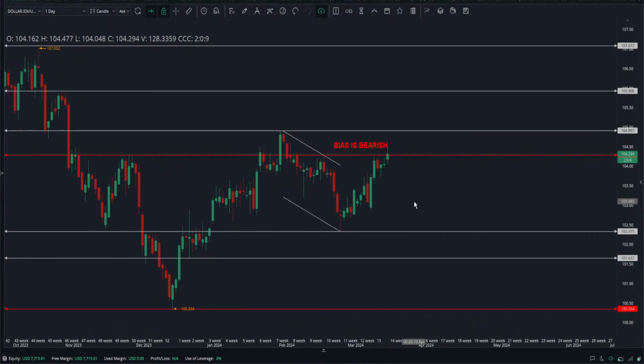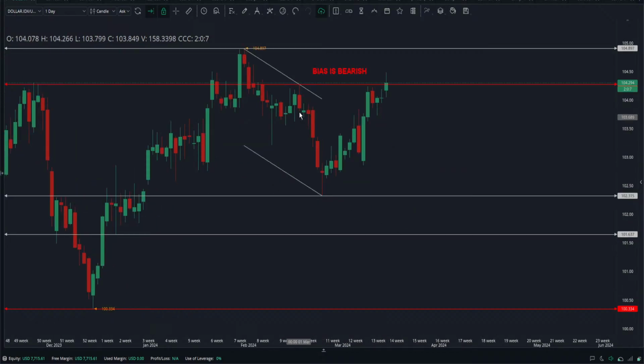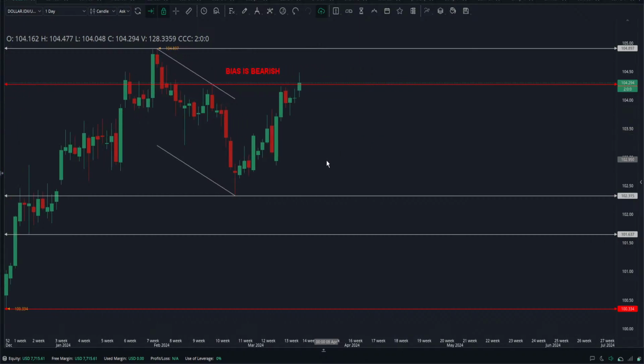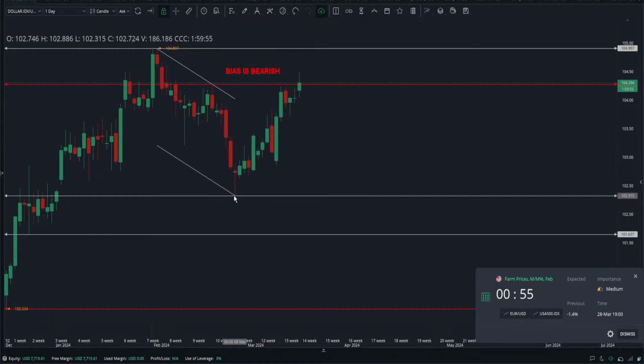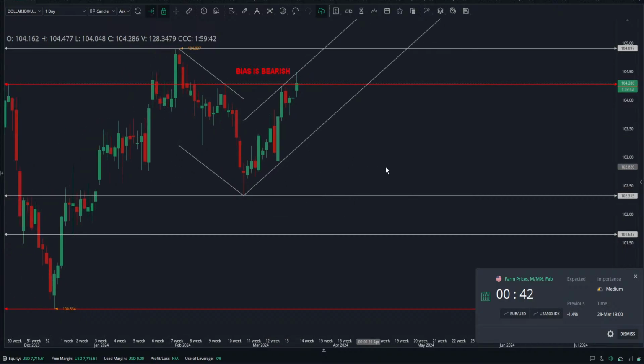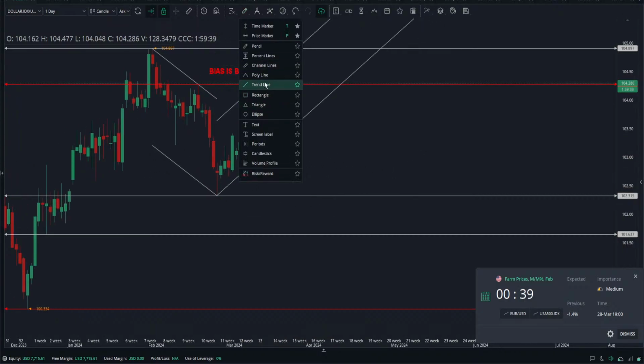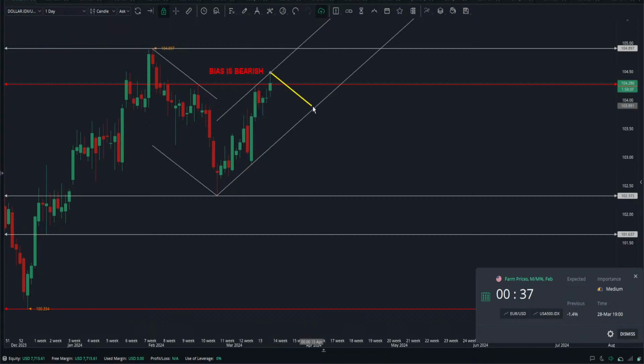Okay, so what I was talking about here is that since the price has managed to give us a break above this high, which was 104.26, I'm expecting now something like this. I'm expecting this channel to now hold like this.